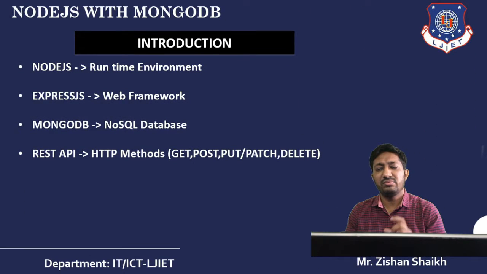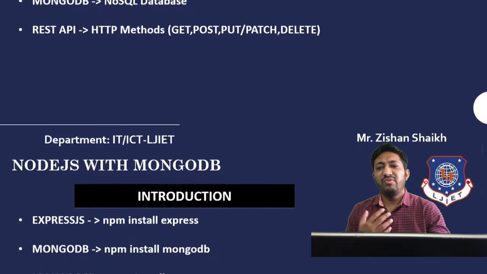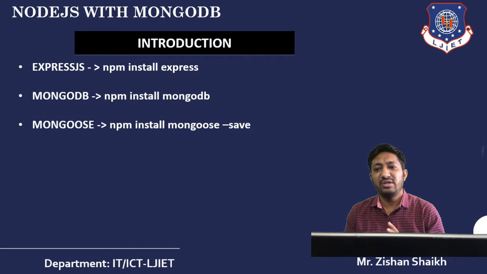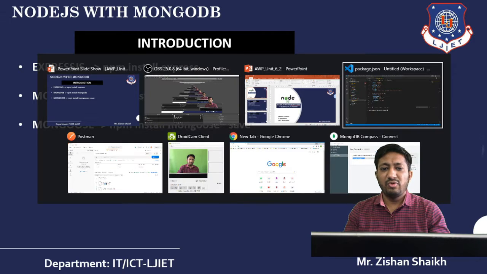Before any CRUD operation, remember that you are using Node.js as a runtime environment, Express.js as a web framework, and MongoDB as a database that follows the NoSQL structure. We are using REST APIs for user requests and responses, where we use get and post for sending and fetching the request, put or patch for updating, and delete. Before going to the practical portion, you must install Express.js, MongoDB, and Mongoose. So let's move to the practical session.